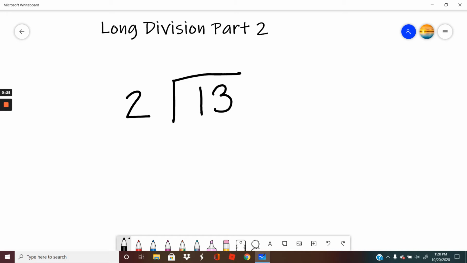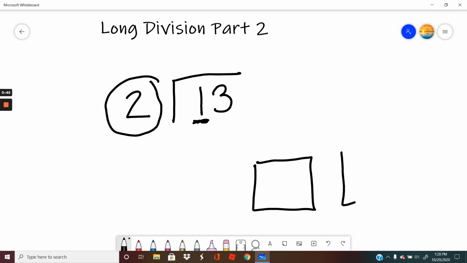So for example, we know right here that we're supposed to have how many boxes? This is 2 boxes, 1 and 2, and we have one thing. Can we evenly put one thing in 2 boxes? No, we can't. That's right. So we're going to put 0 here because we couldn't, but now we're going to extend it to the whole 13. So now we have 2 boxes to put 13 things.